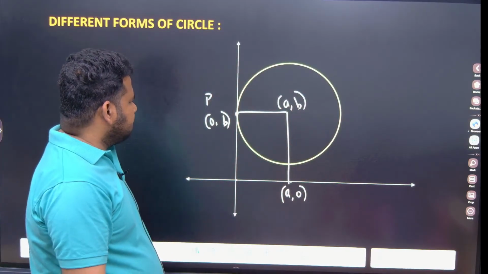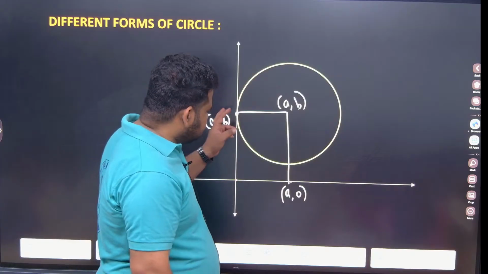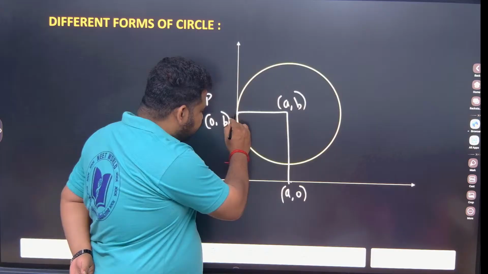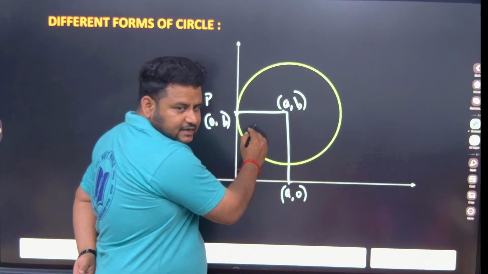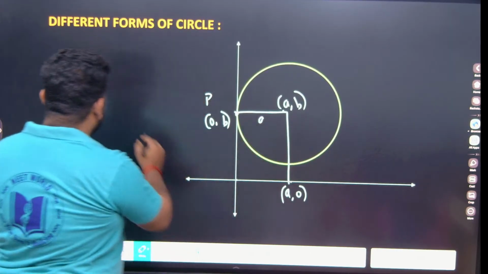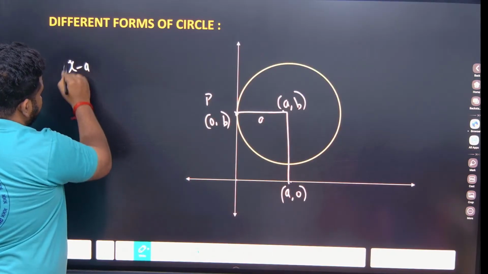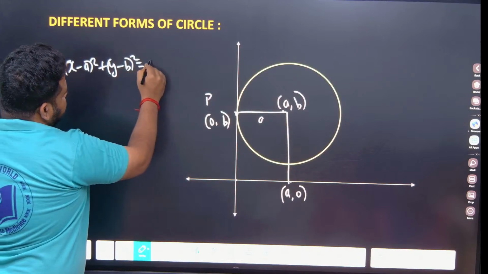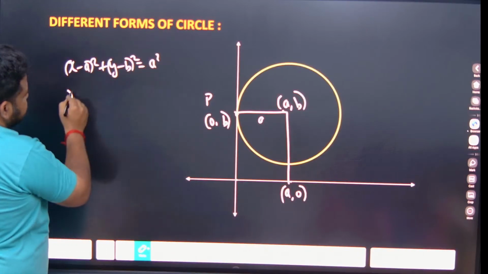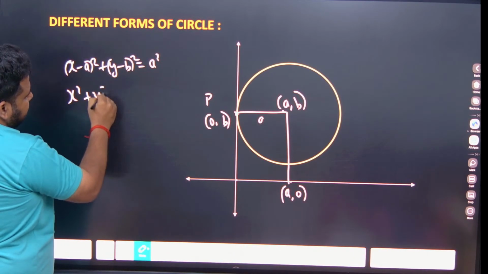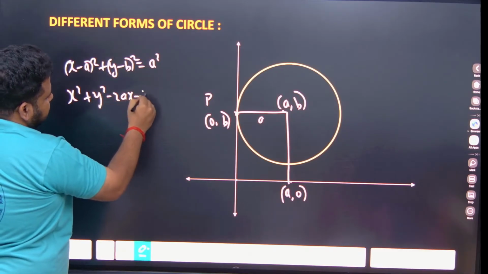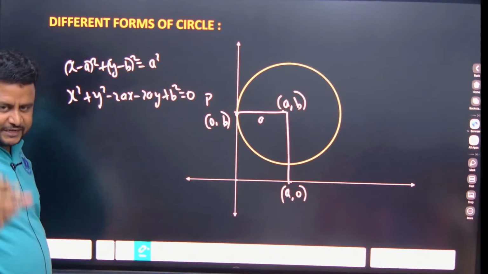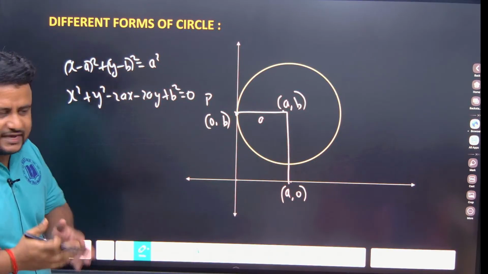Now tell me, what is the radius of this circle? See this length from here to here, what is the length? A. So the equation of the circle will become x minus a whole square plus y minus b whole square is equal to a square. I am writing directly x square plus y square minus 2ax minus 2by plus b square is equal to 0. When the radius is b, a square will come. When the radius is a, b square will come.